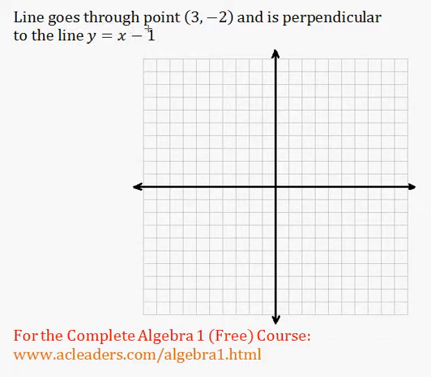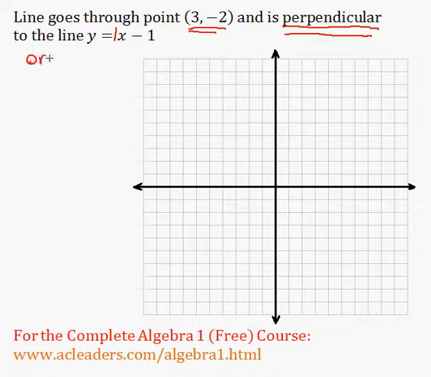Find the equation of the line that goes through point (3, -2) and is perpendicular to the line y equals x minus 1. So first I'm going to explain how to determine the slope of perpendicular lines. And let's just get started with 1, because here we have a slope of 1, right?